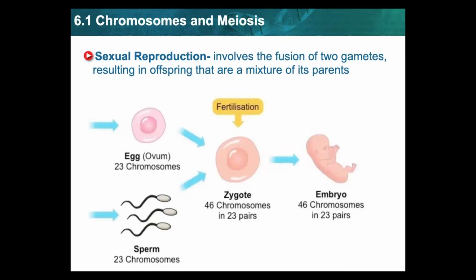Egg and sperm each have 23 chromosomes. They combine to make 46 chromosomes within the first cell of the new organism. So a fertilized egg is the first cell of the new organism. It's called a zygote. So a zygote is the first cell of that baby. Zygotes then start to divide. And as they grow, they turn into an embryo. Embryo is just a very small baby still in the womb.